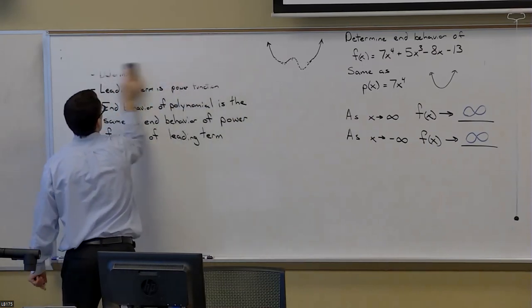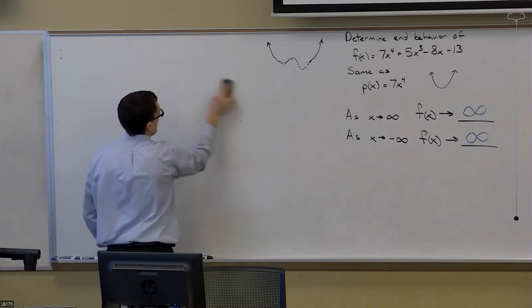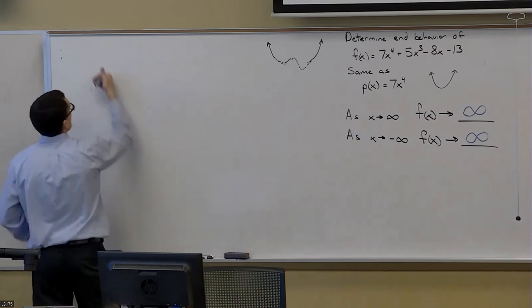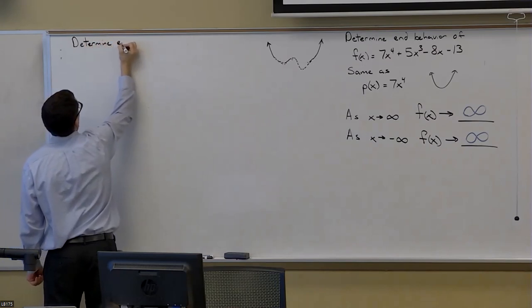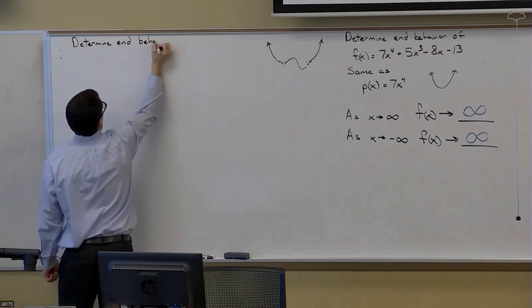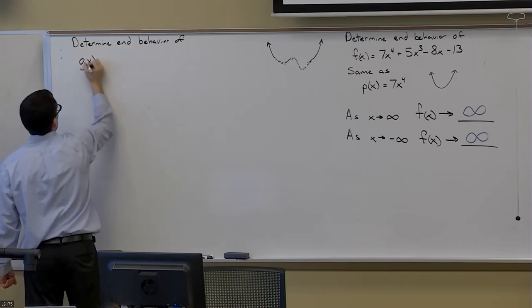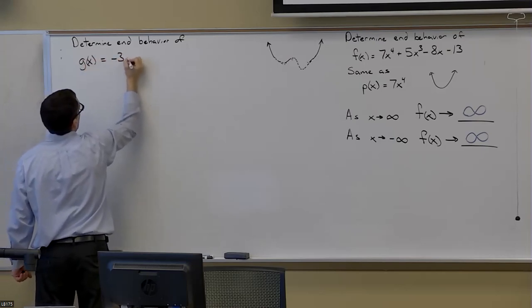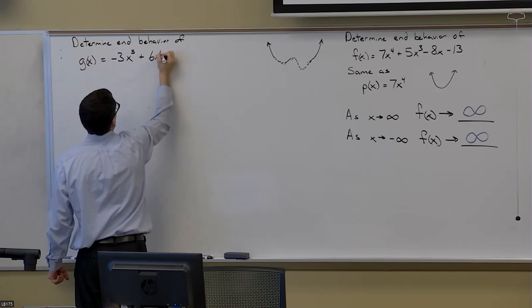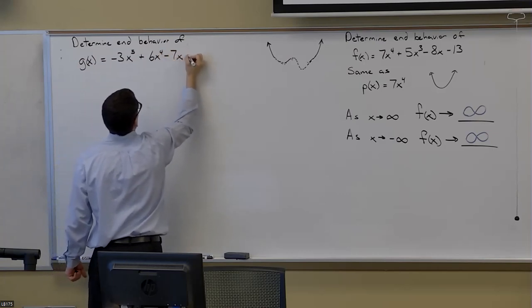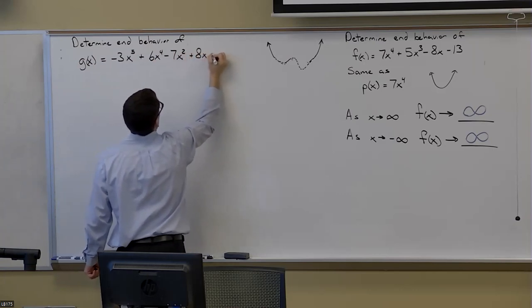Let's do another. I want you to try this one on your own. Again, same end behavior. So determine the end behavior. What was g of x this time? g of x equals -3x to the fifth plus 6x to the fourth minus 7x squared plus 8x minus 2.